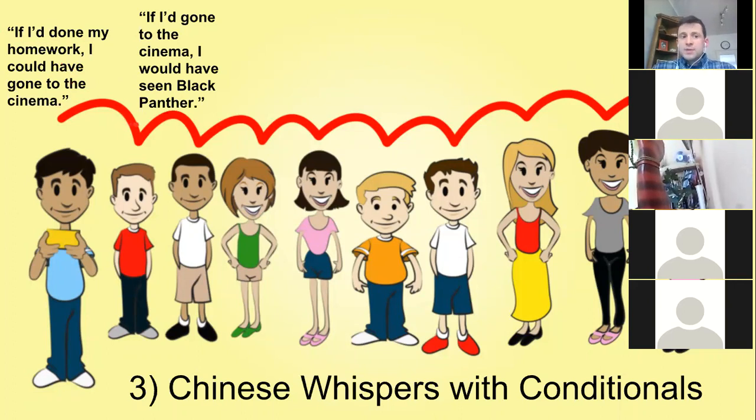And then the student next to them continues this sentence. If I'd gone to the cinema, so you see the link, I would have seen Black Panther, and then the next student will continue that on. If I'd seen Black Panther, I would have left early. And then the next student says, if I'd left early, I would have, and then it goes round, and they can go round and round and round.